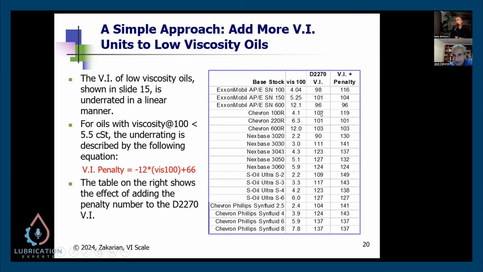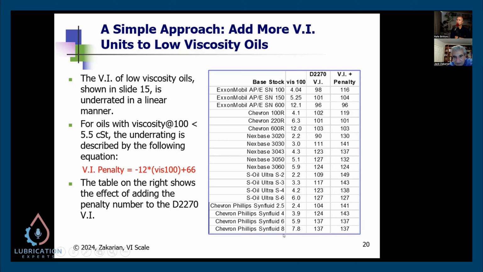If you use the penalty equation, it should be 119. For the 220, since it's right in the middle, it basically has no penalty. And the 600R is higher vis, and again, it's higher than 5.5, so it has no penalty. But the message is that low vis oils are actually better in VI behavior than high vis.